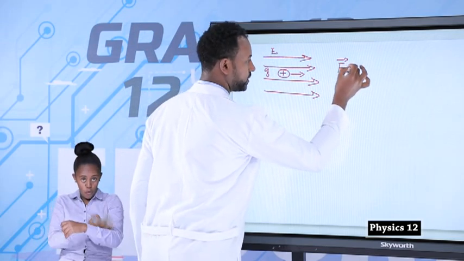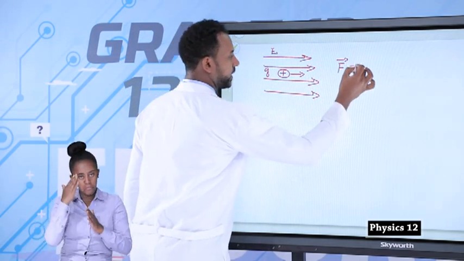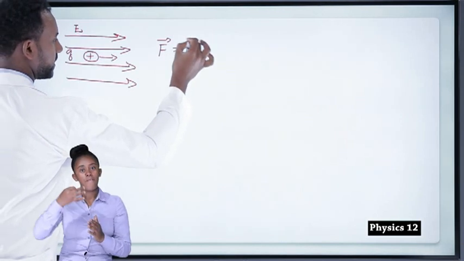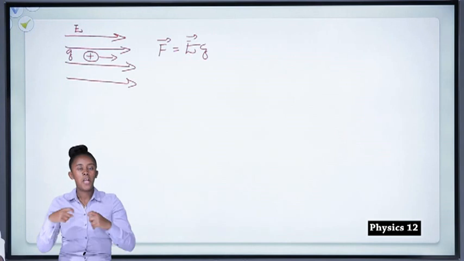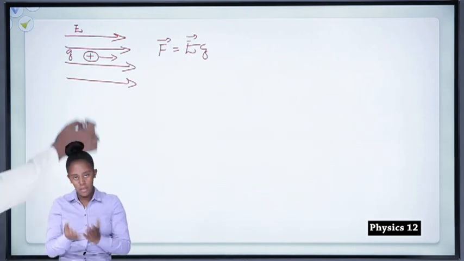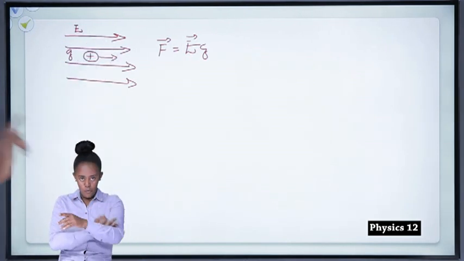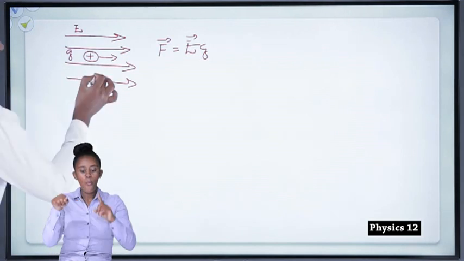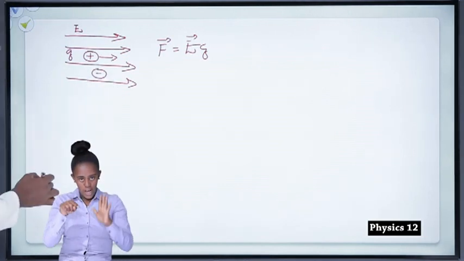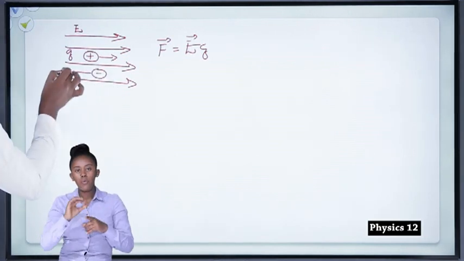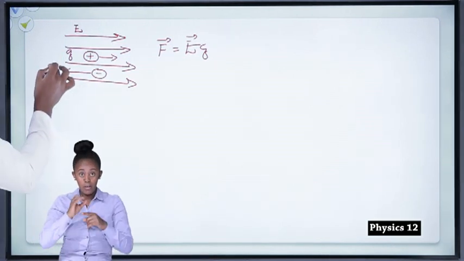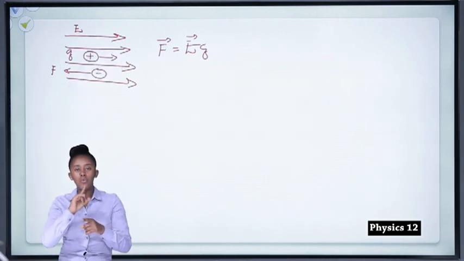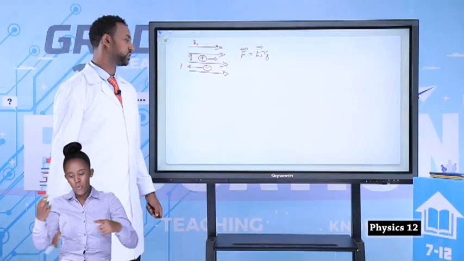The electric force is a vector quantity. We already knew this. And F can be given as electric field E times Q. The electric field strength is also a vector quantity. The direction of the force is along the field for a point positive charge, whereas for a point negative charge, the direction of the force is opposite to the field.